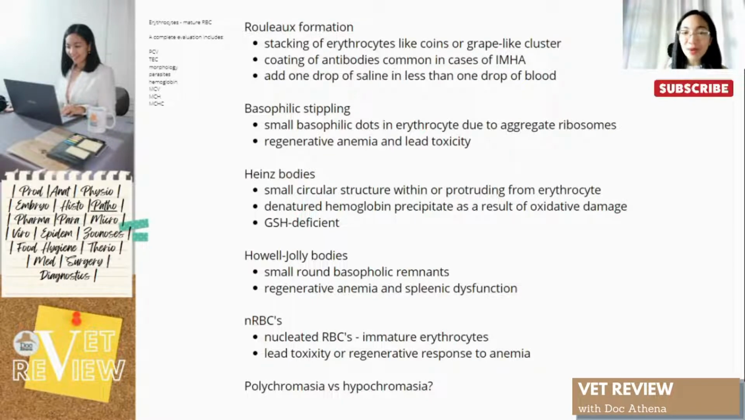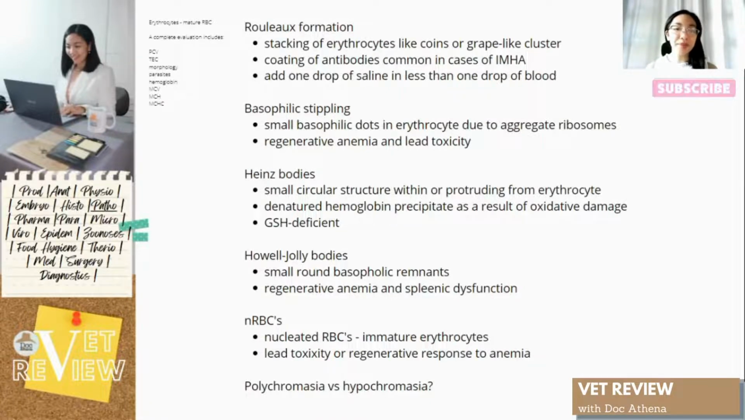Now there's Heinz bodies. Heinz bodies occur when? Usually when there is onion poisoning, right, with the dogs. And you can see this under the microscope as a small circular structure within or protruding from the erythrocyte. This is due to denatured hemoglobin precipitate as a result of oxidative damage, usually because of GSH deficiency.